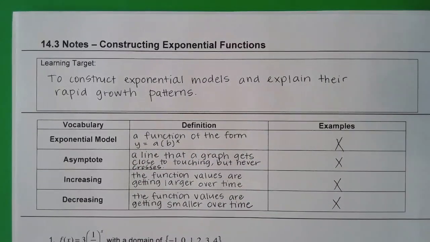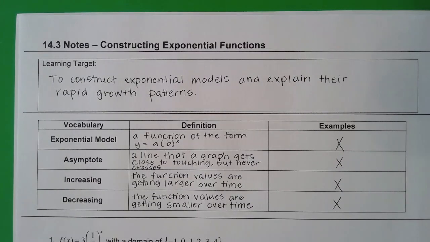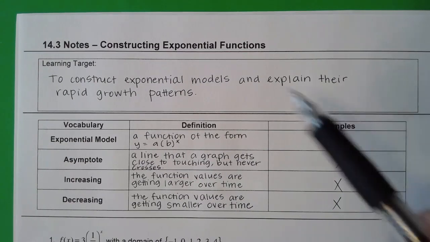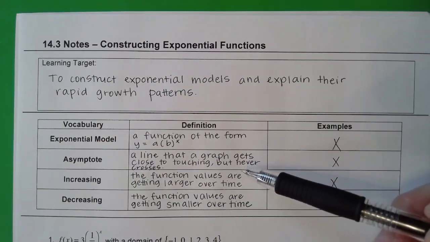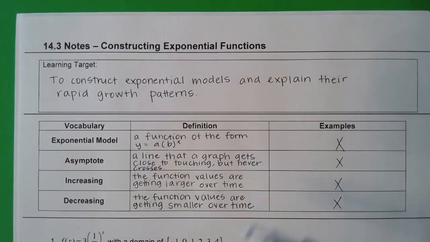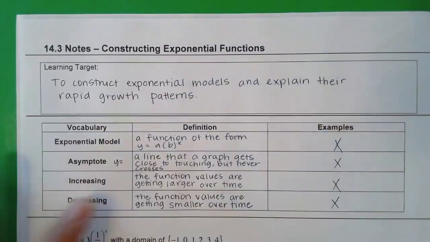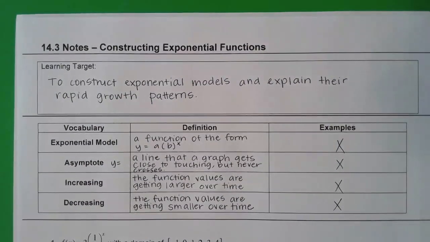And so we'll later talk about what the a is, what the b is, and then how you can evaluate functions for different values of x. An asymptote is a line that a graph gets closer to touching but never crosses over. And so we'll see how the graphs that we're going to look at today get closer and closer to these asymptote lines. For the exponential models that we're going to be looking at today, all of our asymptotes are going to start with y equals because they're all going to be horizontal lines.